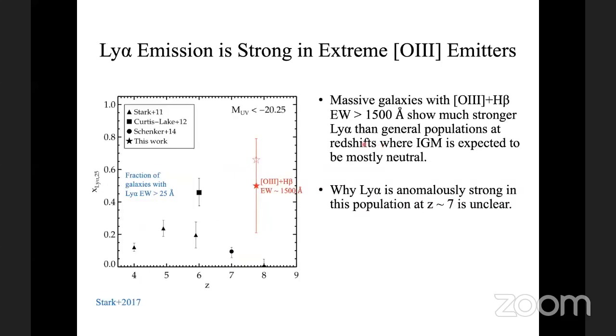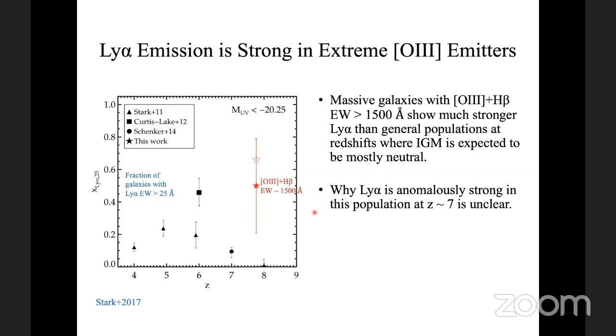The second result is from the Lyman-alpha emission in galaxies in the reionization era. We know that Lyman-alpha emission is very rare in the general population at redshift 7 to 8, as you can see from this plot showing the Lyman-alpha fraction. This is expected as the neutral hydrogen is scattering the Lyman-alpha. However, if we look at the subset of massive galaxies with very large [OIII] plus H-beta equivalent width, we see that strong Lyman-alpha emission is quite common in this population. Why this Lyman-alpha is so strong in this population at redshift 7 is still unclear.